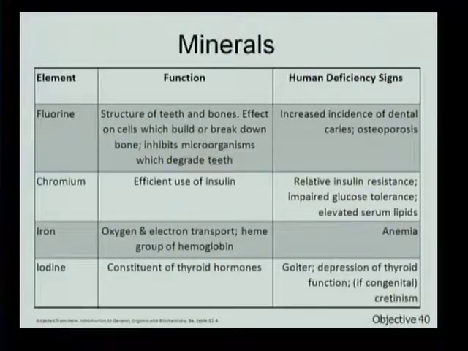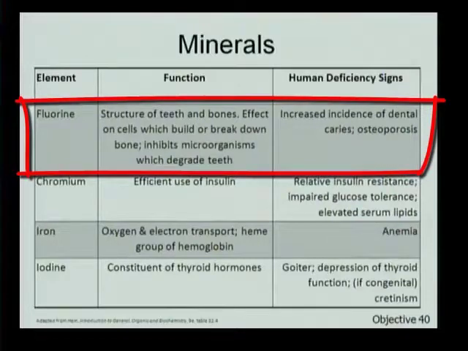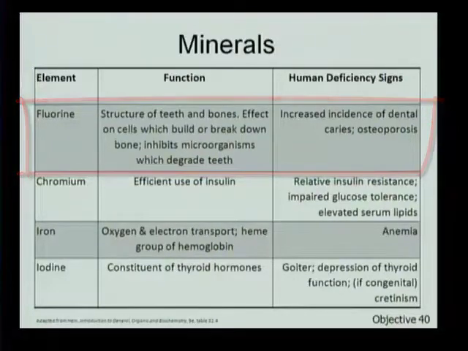The last objective, Objective 40, is about a few minerals that are found in the human body. These are the same as the chemical elements that we talked about earlier, and so this is not so much new information as expanding the information that we had already. We talked about the element fluorine. Fluorine has an important function in maintaining the structure of teeth and bones. If humans are deficient in fluorine, then they have an increased incidence of cavities or dental caries. They also have an increased incidence of osteoporosis.